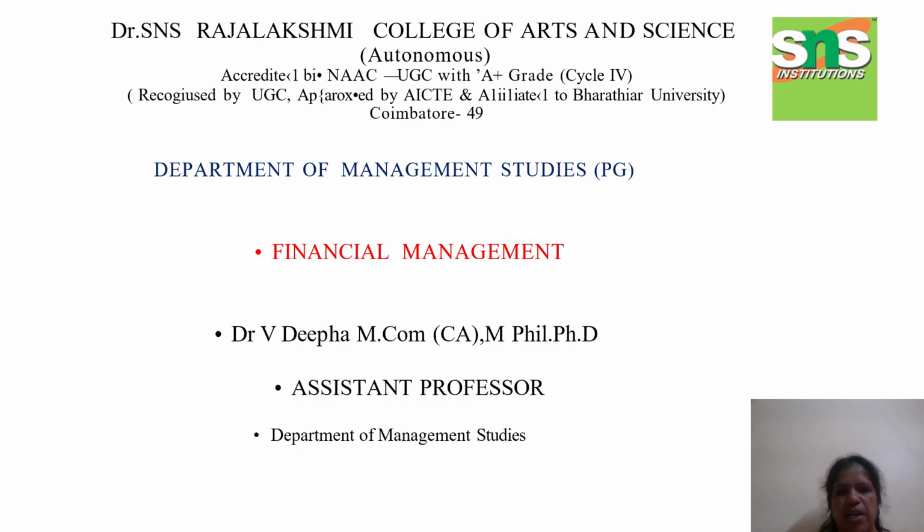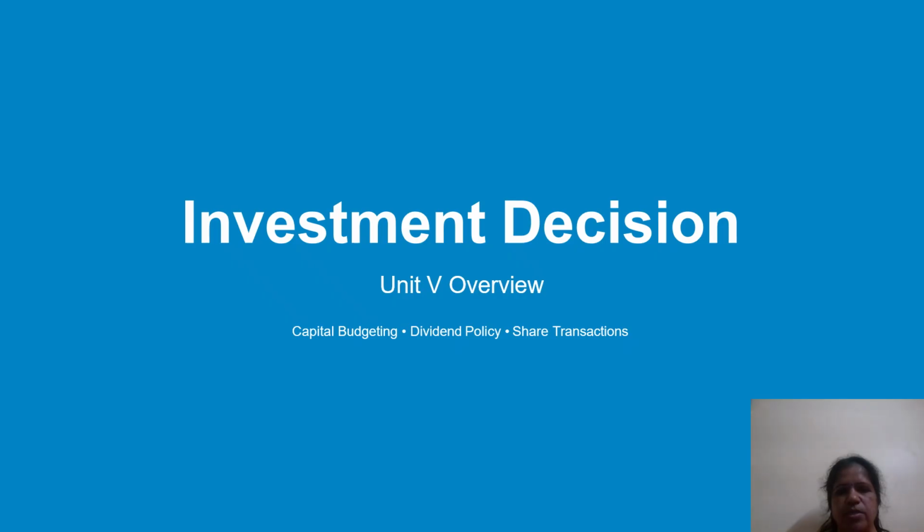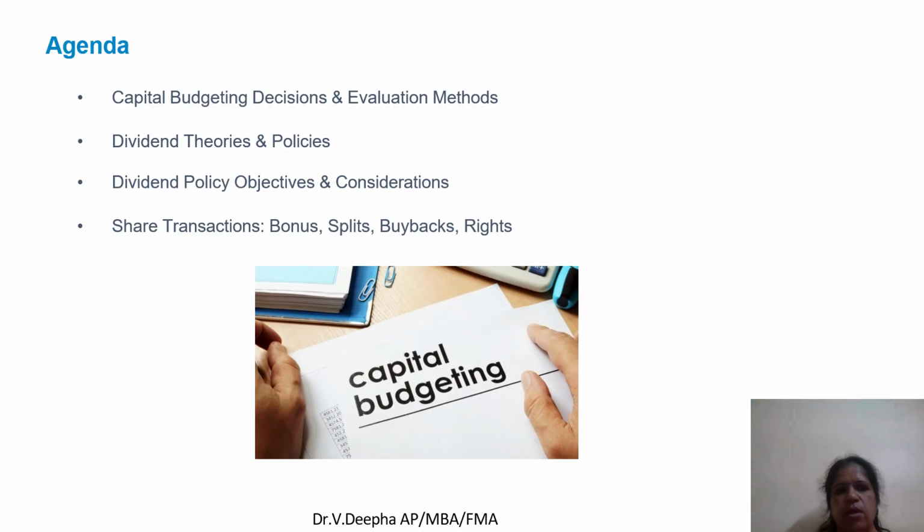Under Financial Management, today we are going to discuss the investment decision under Unit 5. The agenda: capital budgeting decision and evaluation methods, dividend theories and policies, dividend policy objectives and considerations, and share transactions like bonus, splits, buybacks and rights.